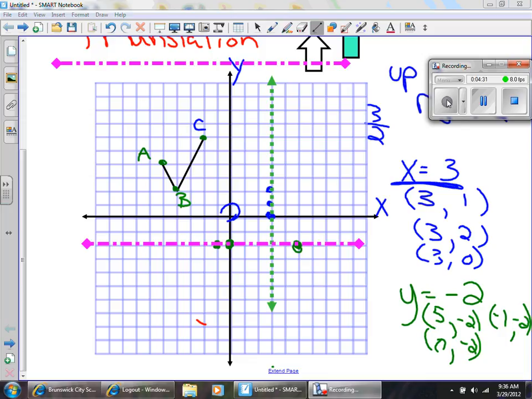So it's really only 2 types of reflections. You just got to make sure you can identify the mirror. Most of you can do x-axis and y-axis without a problem. And then if it says x equals 5 or y equals 7, then you got to find that mirror.